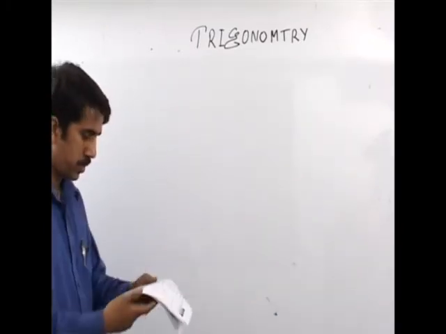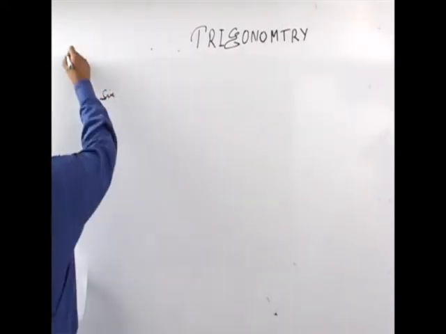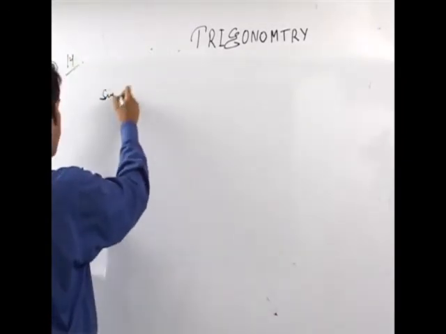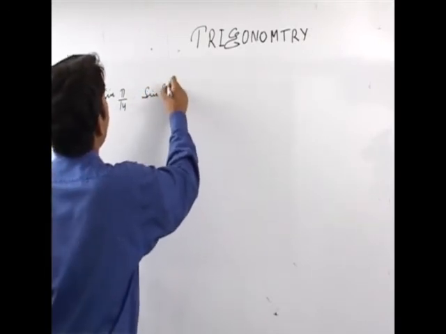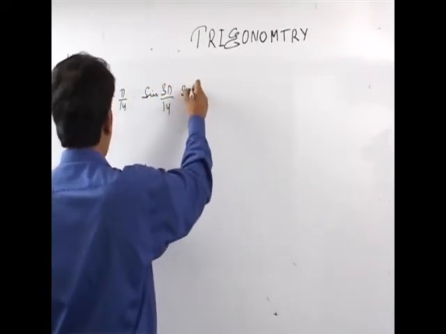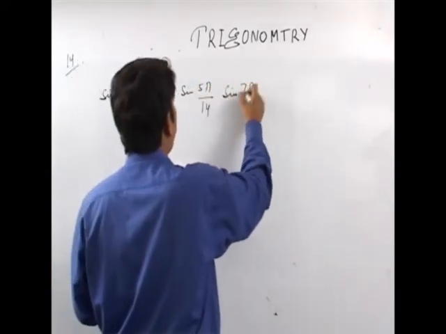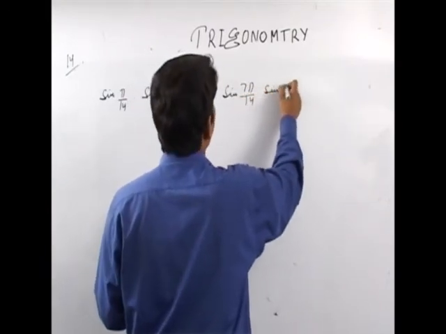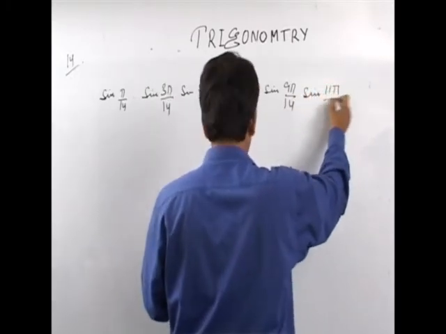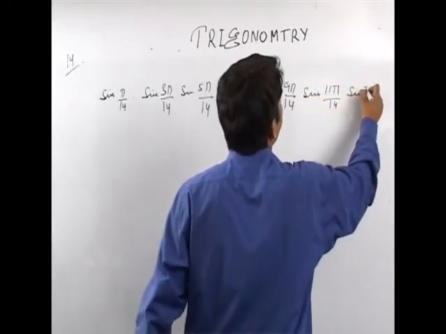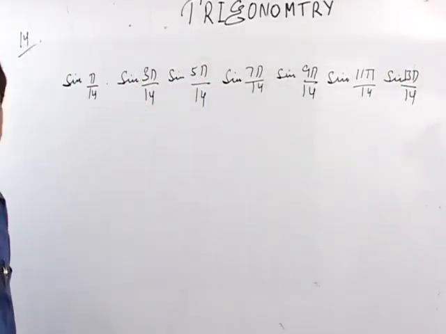Now the next question is, you have to find out the value of sine. This is question number 14 of your assignment. This is sine of pi by 14 into sine of 3 pi by 14 into sine of 5 pi by 14 into sine of 7 pi by 14, sine of 9 pi by 14, sine of 11 pi by 14, sine of 13 pi by 14. Find out the value of this expression.